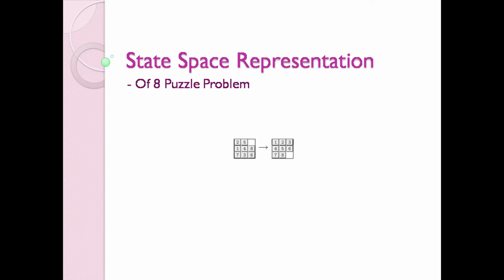In our previous video, we discussed state space representation and the features of an algorithm. And today we are going to explain the same thing with an example. I am going to consider the 8 puzzle problem as an example, and we are going to represent this in the state space representation and analyze it.